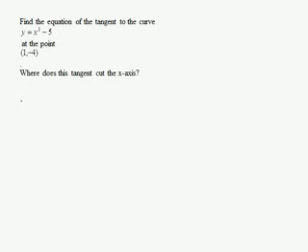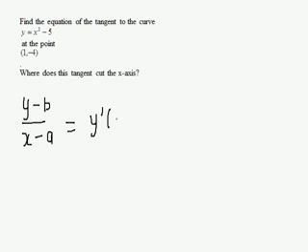Going through this, the first thing I put up is the form of the equation of the tangent. The form it takes is y minus b over x minus a equal to the derivative of y at point A. So in this case, what is point A? It is the point that we've been given, which is of the form (a, b). A is the x value and B is the y value.